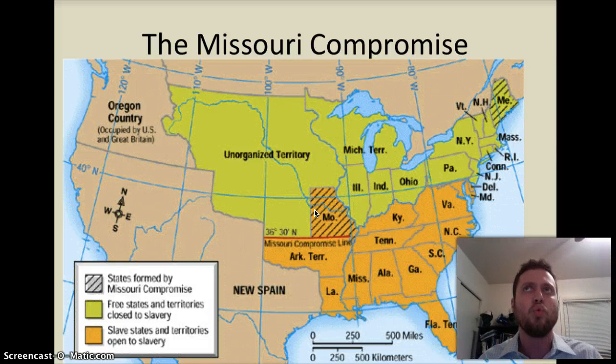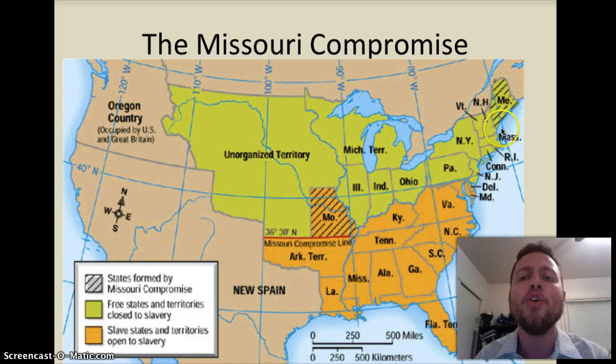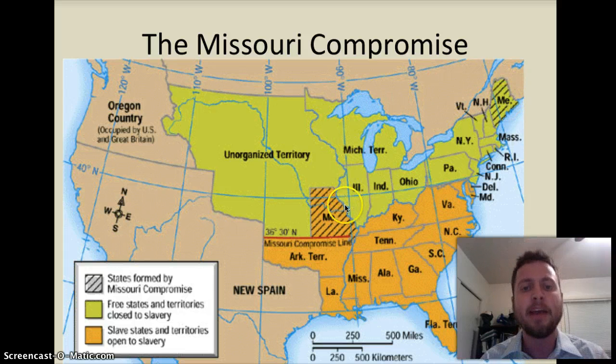That would make 12 slave, 11 free. That's a horrible balance, so says the United States of America. So they carve a new state out right up here, the state of Maine. They make Maine free. They make Missouri slave. That fixes the balance. Now it's 12-12.